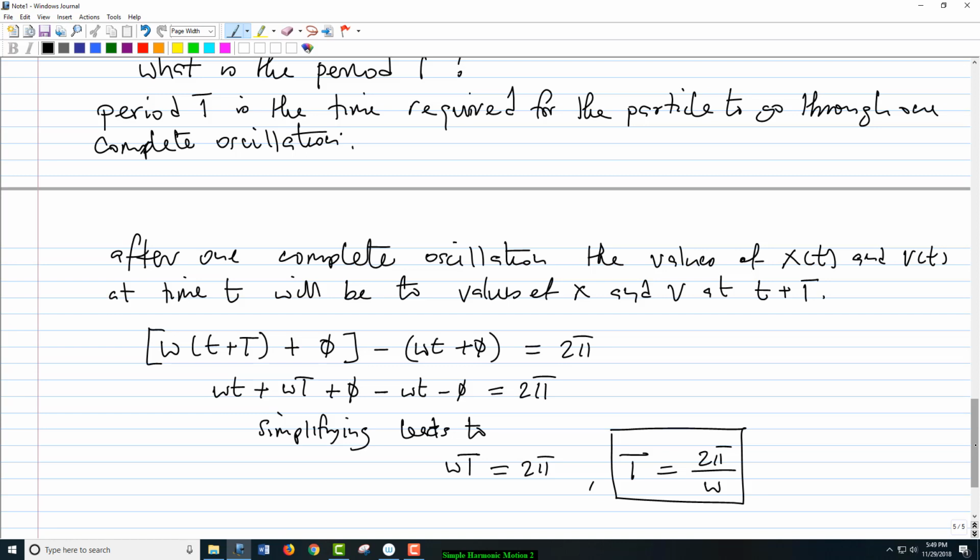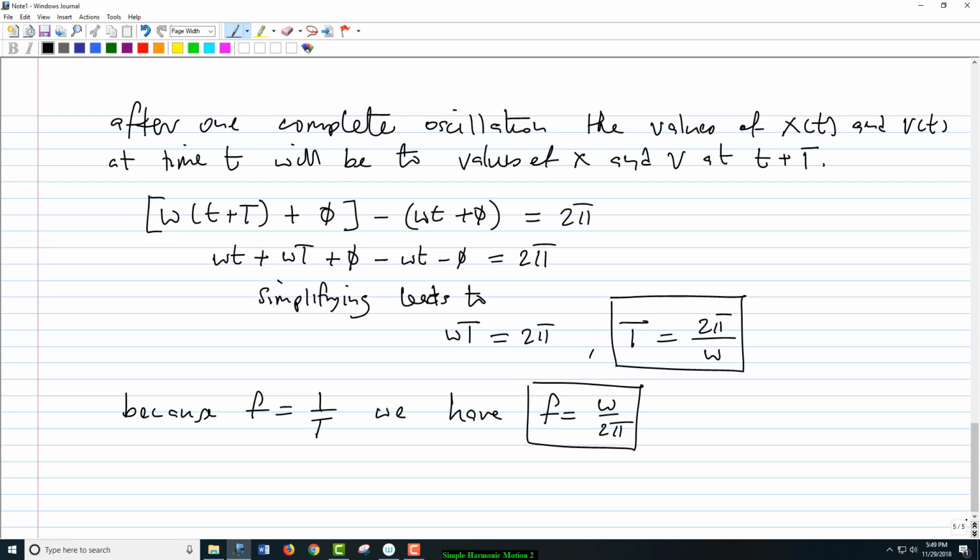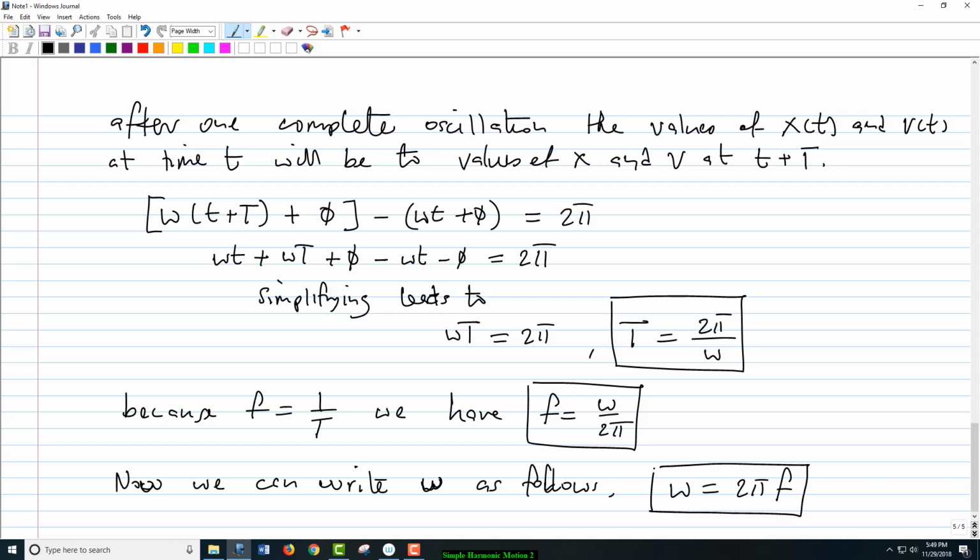And we already know that the frequency is the inverse of the period. We have f equals omega over 2 pi. We already mentioned earlier that omega is the angular frequency. So we can say that now we can write omega, which is our angular frequency, as follows. Omega is equal to 2 pi times f, just from the formula above.